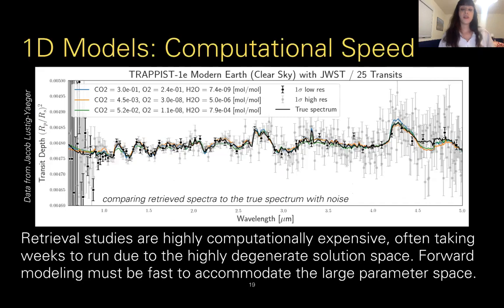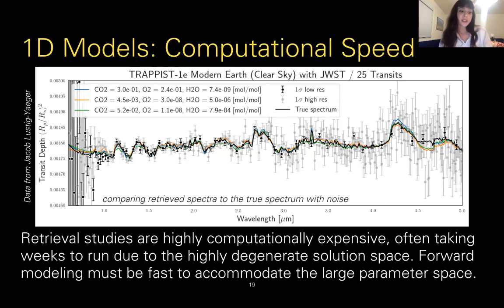Finally, 1D models can be relatively computationally inexpensive. So this simulated data compares the retrieved spectrum to the true spectrum for James Webb observations of TRAPPIST-1e with a modern Earth atmosphere and no clouds, so it's a clear sky. We can see that even in this optimistic scenario where our spectrum isn't at all truncated by aerosols, the retrieved high-resolution spectra covers a pretty degenerate solution space, particularly as you get to the longer wavelengths. So in this plot, we show that very different atmospheric compositions give spectral solutions that actually all fit the retrieved spectrum with James Webb noise.